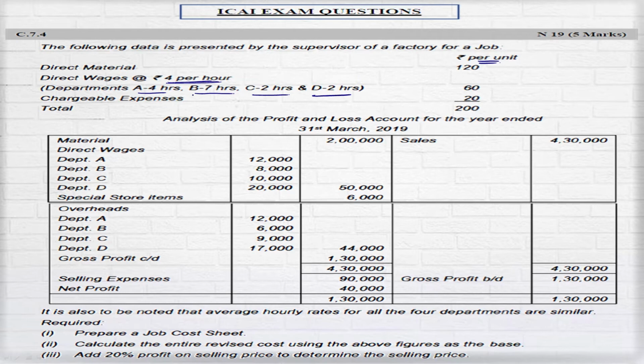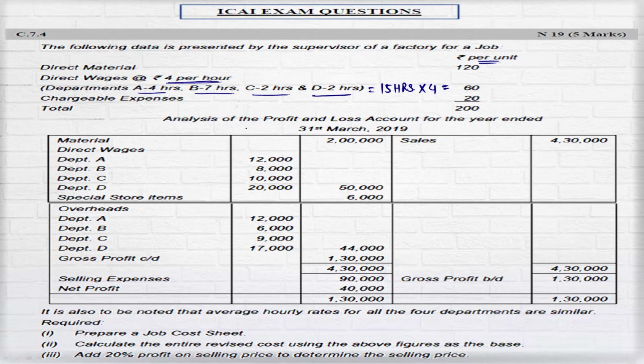So 7 plus 4 11 plus 2 13 plus 2 15. So laborers are working in different departments for 15 hours. They are paid 4 rupees per hour, and so total labor cost per unit. If you want to manufacture one unit, your one labor should be working in department A 4 hours, B 7 hours, C 2 hours and D 2 hours, and he will be totally working 15 hours on one unit, and so wages is 60. Chargeable expenses is 20.